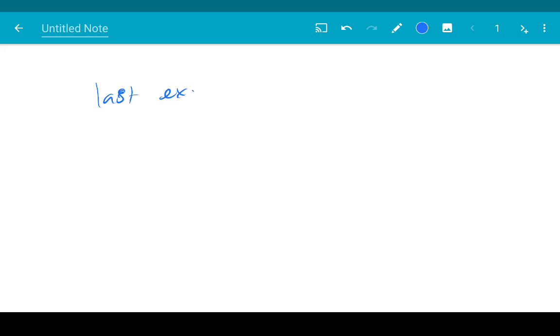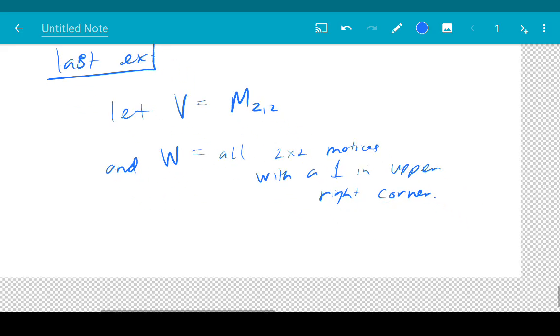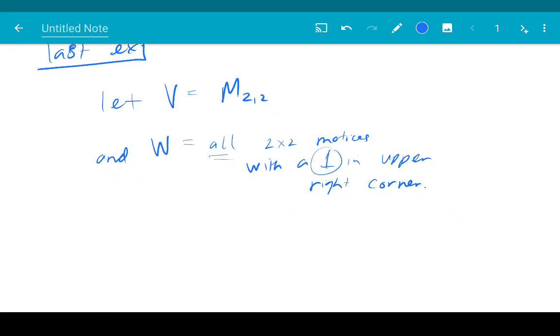Last example. How about this? Again, V is M 2 by 2, same example, but this time let W be all 2 by 2 matrices with a 1 in the upper right corner. Okay? So that's W. All 2 by 2 matrices that have a 1 in the upper right corner. So same 4 questions. A, give me some examples. You might want to think of some or write some down.